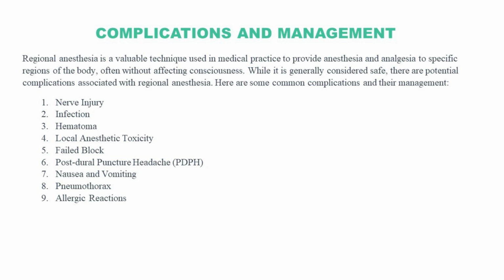7. Nausea and vomiting. Complication. Regional anesthesia, particularly spinal anesthesia, can trigger nausea and vomiting. Management. Prophylactic antiemetics can be administered before or during the procedure. Treatment with antiemetics is indicated if nausea or vomiting occurs. 8. Pneumothorax. Complication. Rarely, during interscalene or supraclavicular blocks, the lung can be punctured, leading to a pneumothorax. Management. Immediate recognition and management with chest tube insertion is essential in case of pneumothorax.